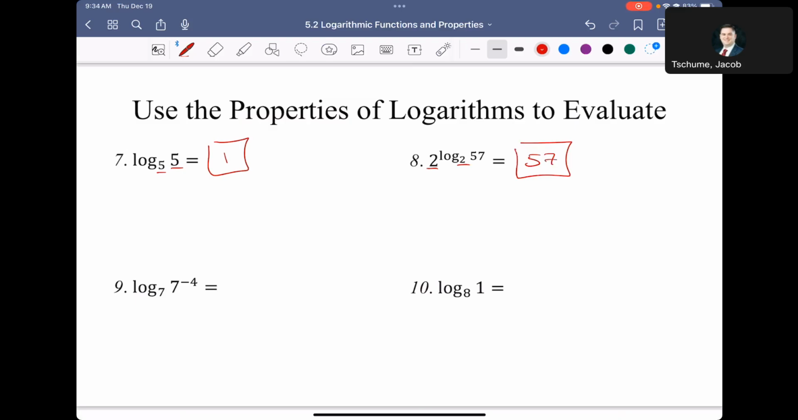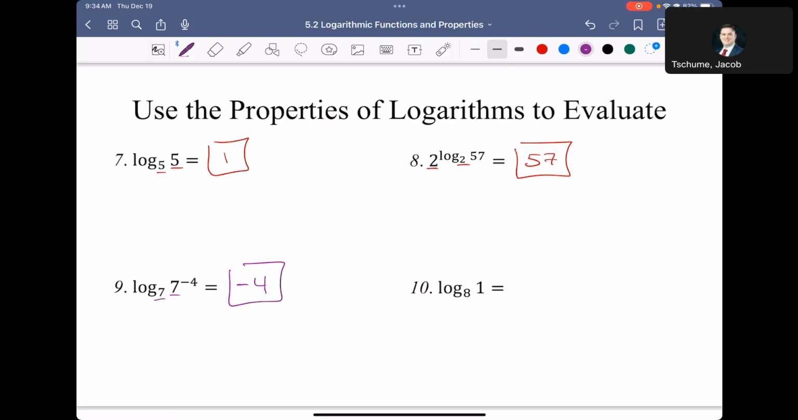Moving down to number 9, you've got log base 7 of 7 to the negative 4. Well, once again, the base of your logarithm and the number next to it match like it did in number 7. So those are going to end up canceling, but the negative 4 does not get canceled with them. So you end up with a final answer of negative 4.